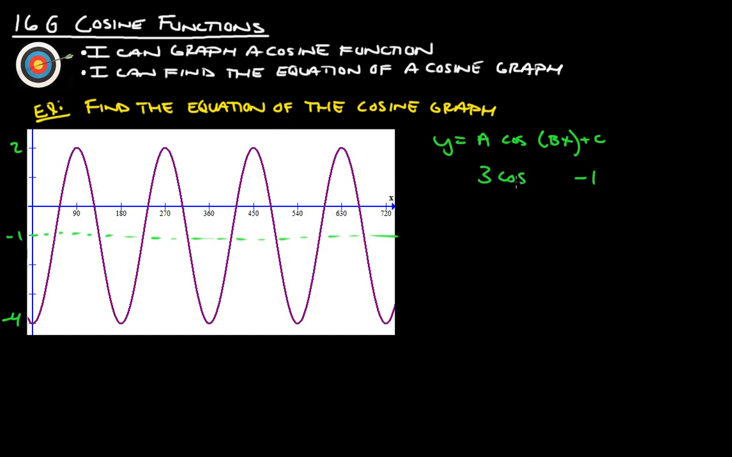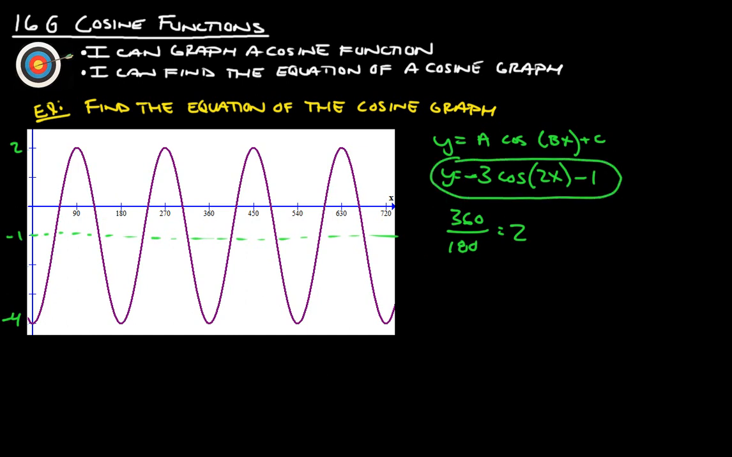So it's 3 cosine. And it starts at the bottom. It's supposed to start at the top, which is positive. If it starts at the bottom, that means it's negative. So it's y equals -3 cosine. And then we just have to figure out the period. So it takes 180 degrees to get through a normal period. So 360 divided by 180 is 2. So it's 2x. So it's y equals -3 cosine 2x minus 1.